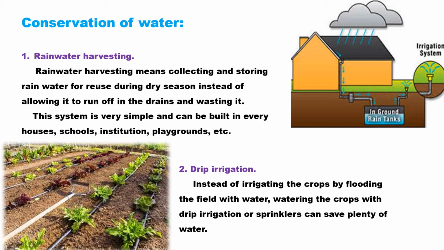And the second thing that I could say is drip irrigation. In every agricultural field, you could see there is a canal which is constructed, and water is left around and it drains in those canals.